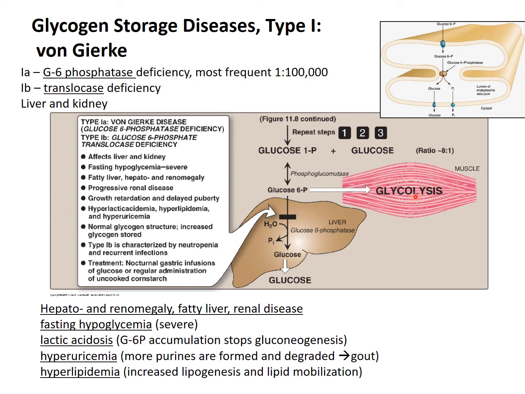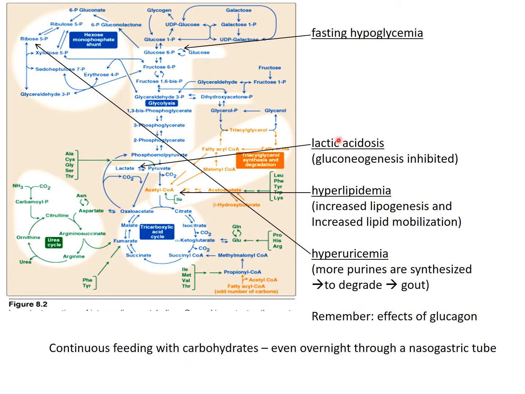So there is no problem with the muscle. There is no problem anywhere because they don't produce glucose anyhow. Okay. So hepatorenal fatty acids, renal disease, hypoglycemia, which is severe now. Why is it severe? You remember? This enzyme is the last enzyme in both glycogenolysis and gluconeogenesis. No glucose comes from the liver. Very bad. Lactic acidosis, hyperuricemia, hyperlipidemia. I give you a little bit of explanation of that one.